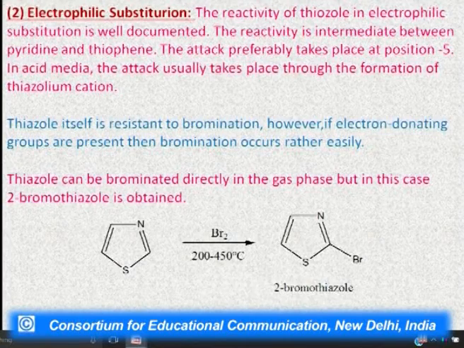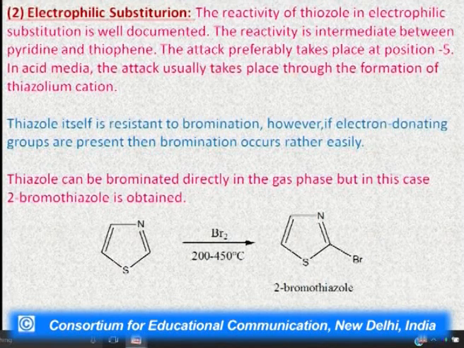Then comes the electrophilic substitution. The reactivity of thiazole in electrophilic substitution is well documented. The reactivity is intermediate between pyridine and thiophene. The attack preferably takes place at carbon number 5, that is, at position number 5. In acid media, the attack usually takes place through the formation of the thiazolinium cation. First this cation is formed, then we will get the substituted product.